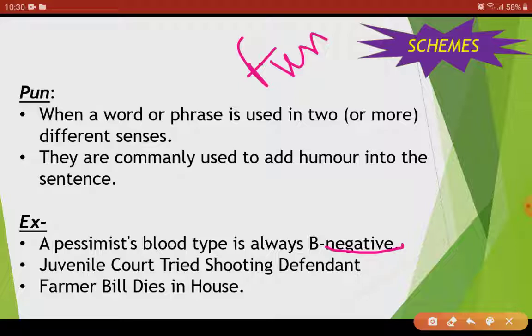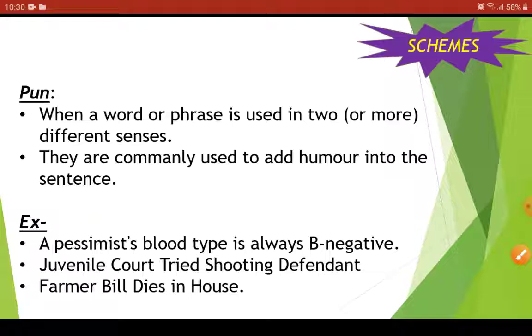Juvenile court riot shooting defended. Farmer bill dies in house. You can see in these examples how a simple statement is used in a very different way. Farmer bill dies in a house. Bill is not... how this bill is used in a very different way, that it is dying. I mean, a person dies, not a bill dies. Well, it is also an example of personification, but here we will take it into this category too, that is pun.